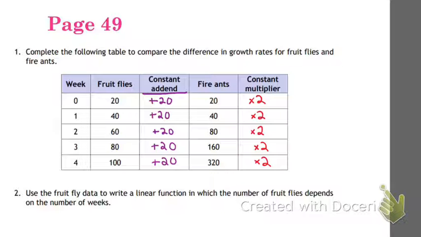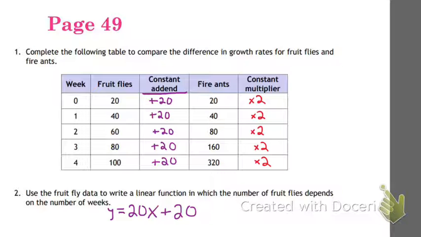So if we're writing a linear equation, a linear function, we know that we need an x, and we need a slope, and we need a y-intercept, right? It's like y equals mx plus b. So y equals, what would our slope be? 20, yep. So 20x plus, what would our y-intercept be? What's our starting point? 20. Good. 20x plus 20. That's how we can represent the growth of our fruit flies with an equation.